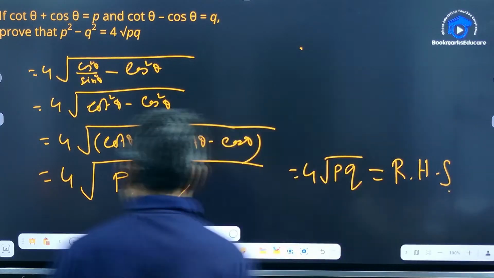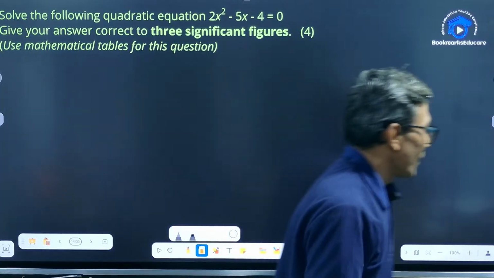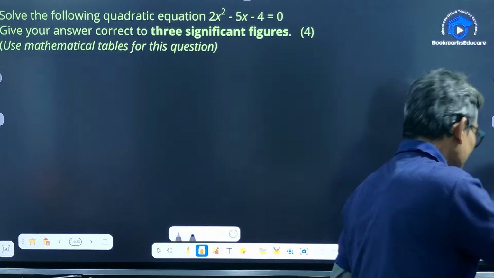Next sum. So I am taking a break for a few minutes.